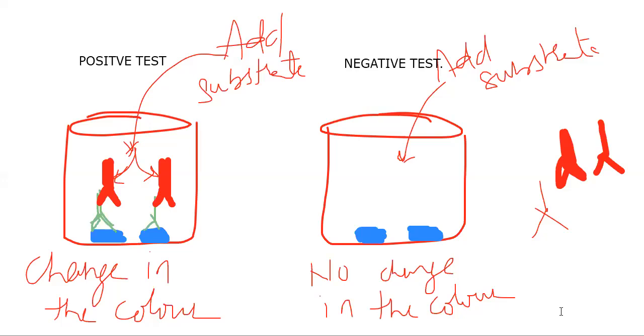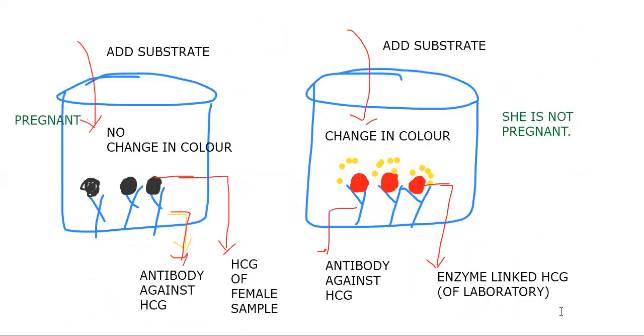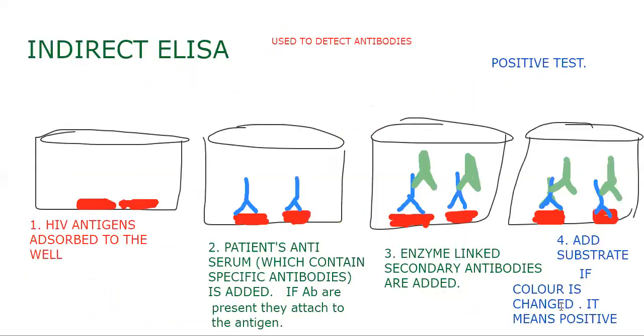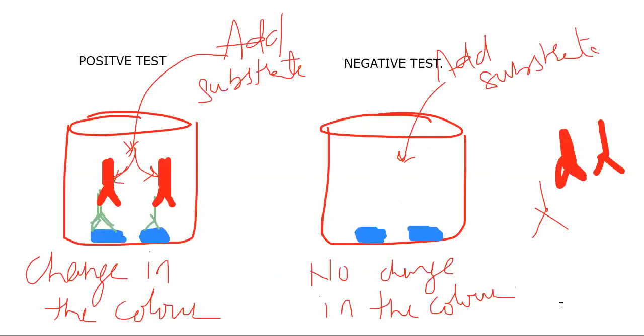Do remember that in the case of competitive ELISA, positive is good news. Positive means she is pregnant and going to be a mother. Okay, so that's the difference. You have to find it out. You have to watch this many times till it sinks in. And you should draw your own diagrams.